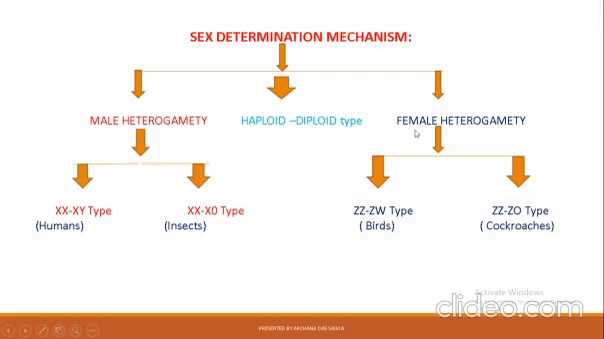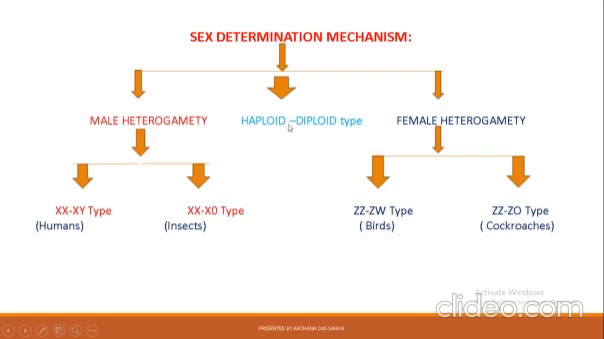That means the females produce two different types of gametes, hetero gametes, and the males of this group of organisms will produce the same type of gametes. So whatever gamete from the female is uniting with the male gametes will determine the sex of the future individual. Now under this we have to study two types, ZW-ZZ type and ZO-ZZ type. The first is seen in birds and the other one is seen in cockroaches.